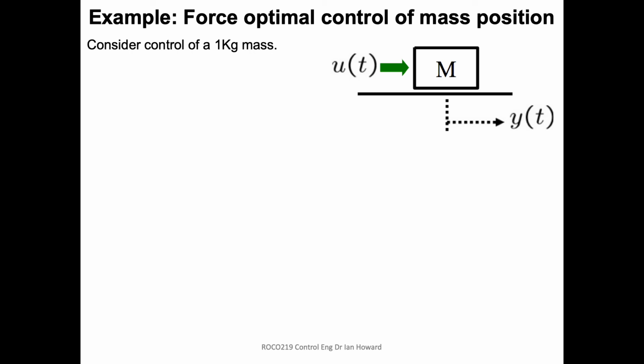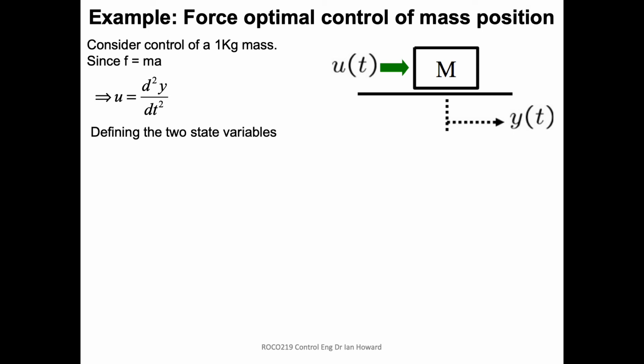So let's consider now applying optimal control as an example to the control of a mass position. And we're going to consider a 1 kilogram mass, because then m equals 1, and we can forget about the value. So let's write down the equations of motion for this system. We've got a control u of t pushing this mass m of mass 1, and it's resulting in a displacement y of t. So force equals mass times acceleration. So u, which is the force, equals the second derivative of the position, d squared y dt squared multiplied by 1, because 1 is the mass.